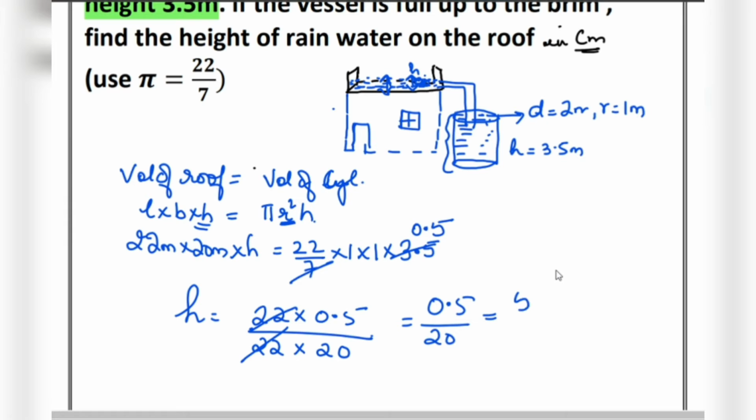You know how to get rid of the decimal point. One shift numerator, 10 down. So now here you get 1 by 40, that is equal to 0.025 meter.